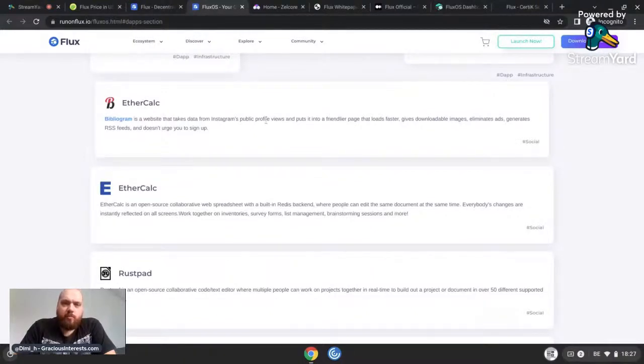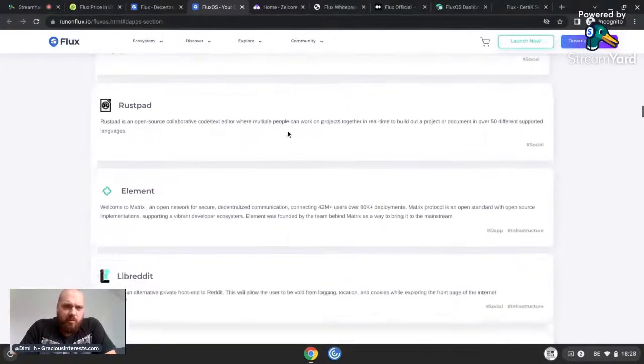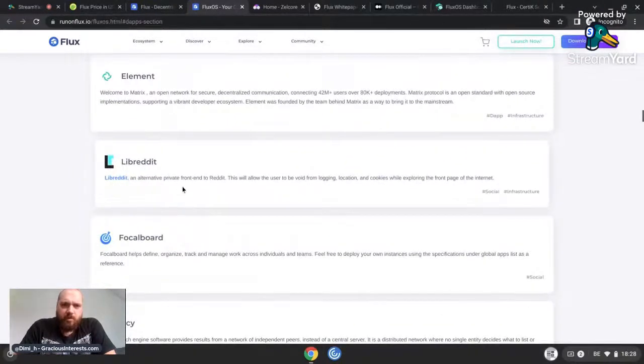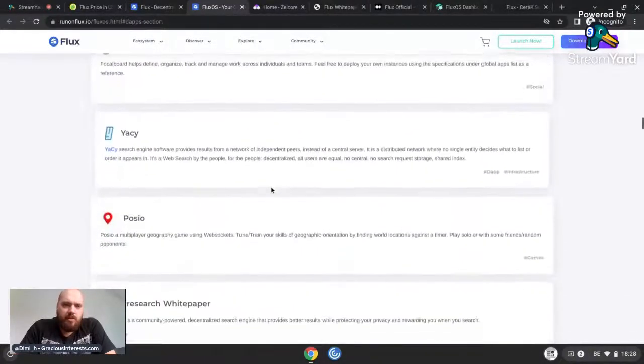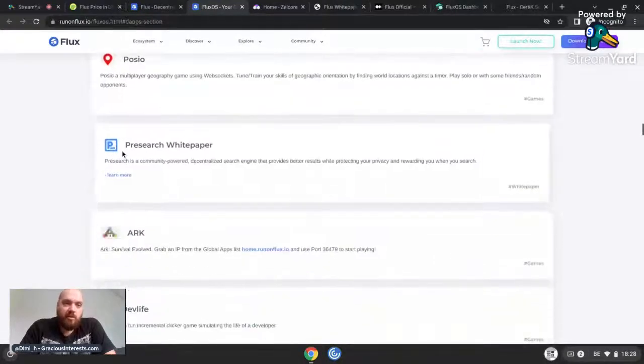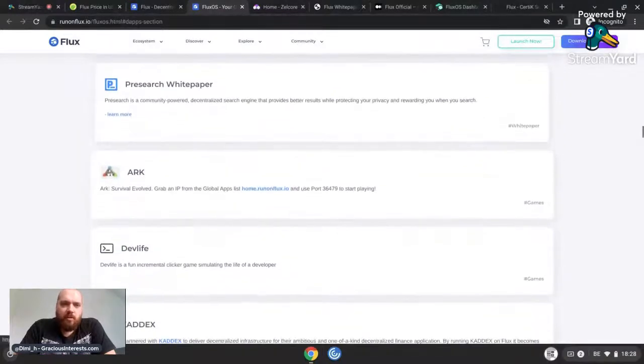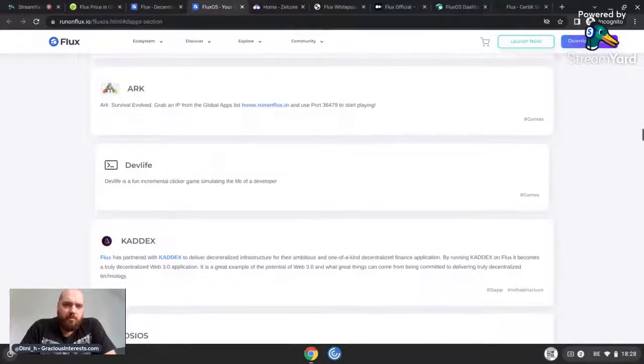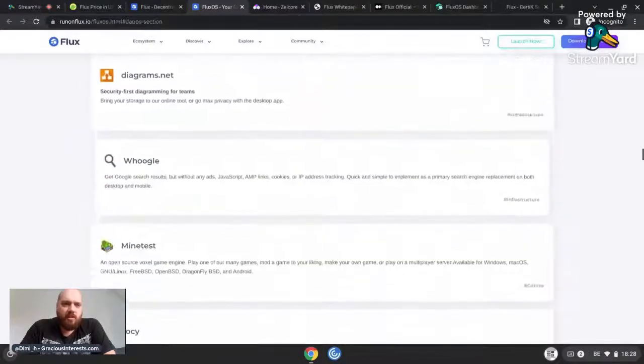It takes data from Instagram public profile views and puts it into a friendlier page that loads faster. I saw something here about libReddit, a private front end to Reddit. So yeah, there's quite a lot of things. Research, that's another project I took a liking to. So they are already powered with Flux. With Flux you can play Ark Survival Evolved. So yeah, there's actually quite a few things that I know about.